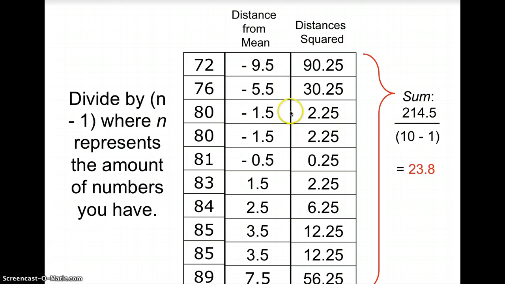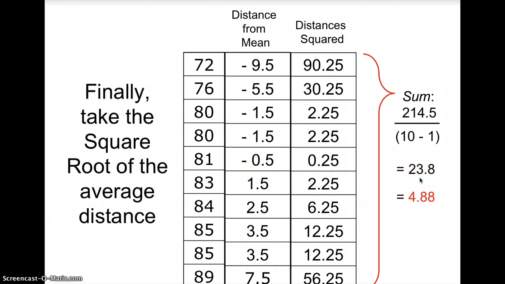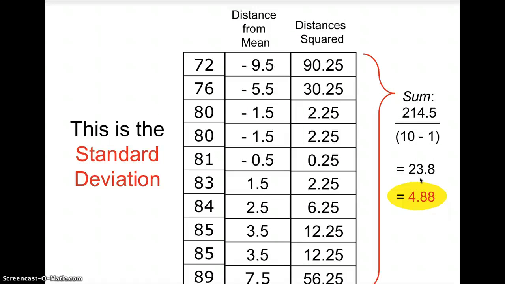You then divide by the number of your sample minus 1. So in this case, there were 10 students that were sampled. 10 minus 1 is 9. So you take the total of your squared deviations and divide by the number of samples minus 1. And you get a value here of 23.8. Finally, you're going to take the square root of that value. So the square root of 23.8 gives you the number in red here, which is 4.88. And that is your standard deviation.